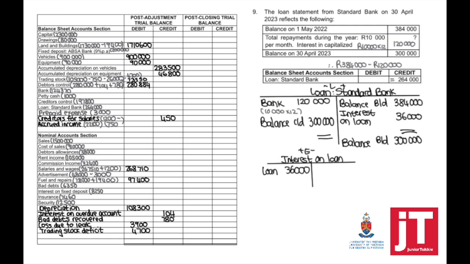Adjustment number 9, the loan. Interest on loan, we needed to calculate. Our interest is 36,000. Take note, with the loan, we would have had from the pre-adjustment trial balance 264,000. What do we need to add to that? The interest on loan, which is 36,000. So the balance at the end is 300,000, which was the statement that we've received from the bank.